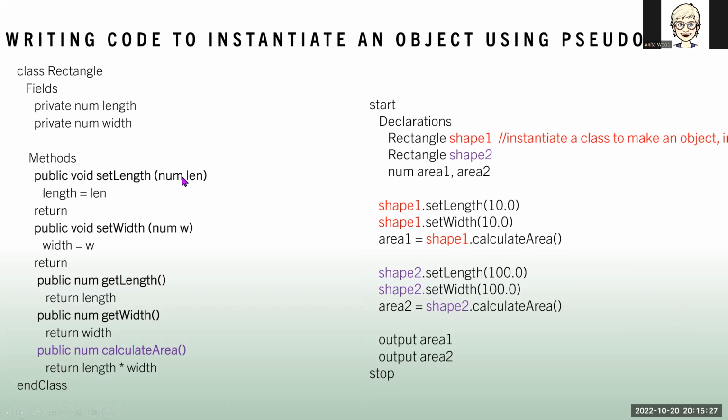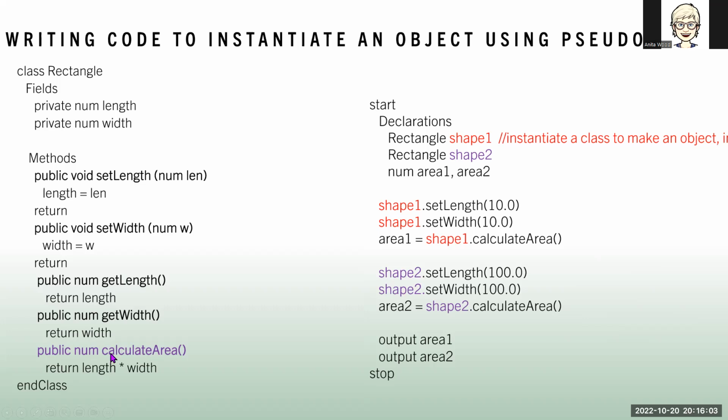So I'm sending in a number, and it has a parameter variable, and I set that value into length. Then I call another method that is in my shape 1 class, and I calculate the area. And notice this calculate area doesn't get any parameters, because it's going to go into shape 1 and use the calculate area that is associated with the class shape 1.